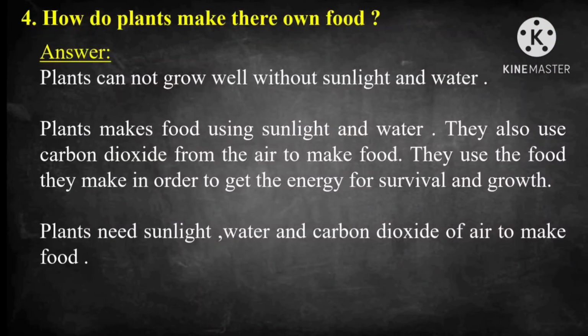So the last and fourth question is, how do plants make their own food? From this chapter we got to know that plants make their own food. So let's learn how. A plant cannot grow well without sunlight and water, because with the help of sunlight and water, along with carbon dioxide, it makes its own food.